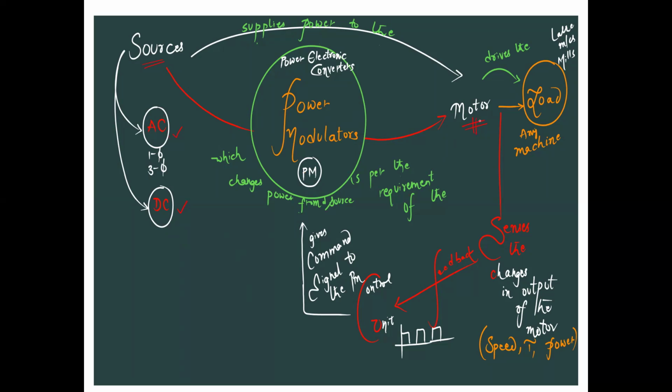After the rotation of the motor has happened, we have the sensing unit. It senses the changes in the output of the motor, with parameters like speed, torque, and power. It senses that output change and sends feedback to the control unit. The next one is the control unit. It gives a command signal to the power modulator. Then the power modulator identifies it and gives a signal according to the motor requirements. This one is the only thing you have to write. That's a simple outline here.